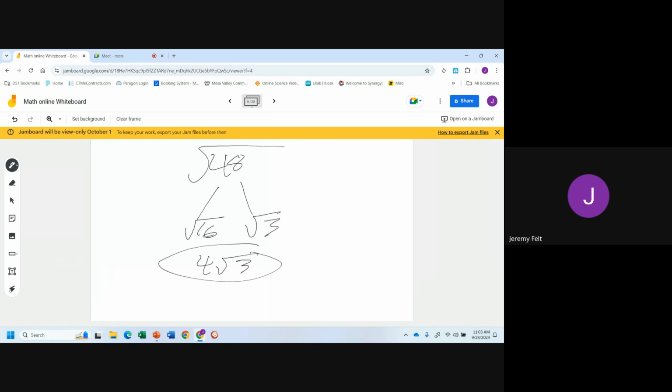That's just a quick introduction to root numbers. They're irrational, so we want to keep them in root form, but if we can pull out a perfect square out of them in order to simplify them, then we want to do that as well.